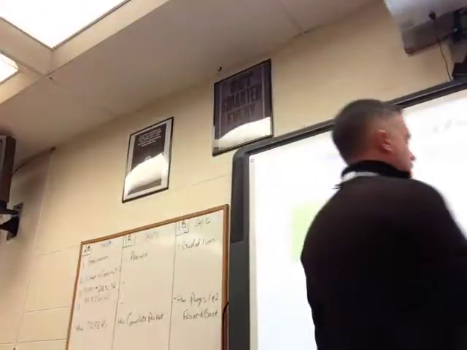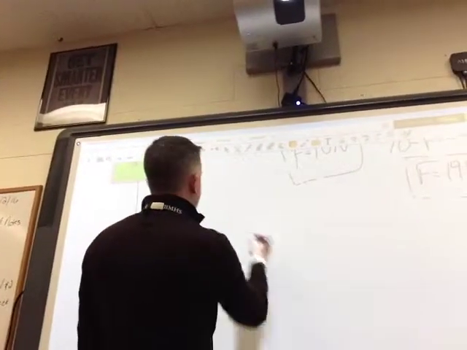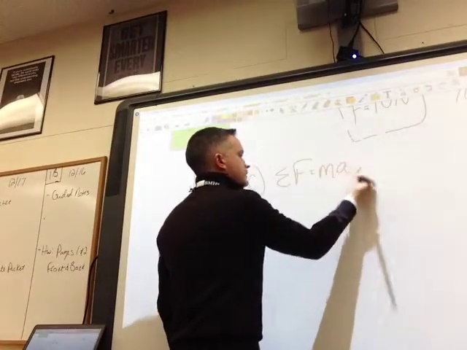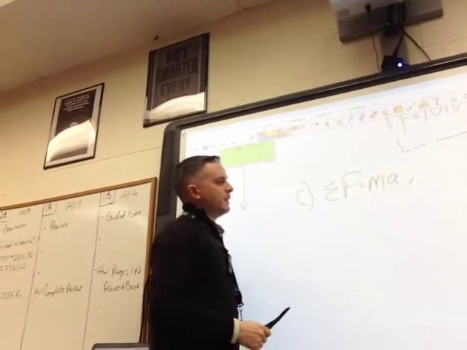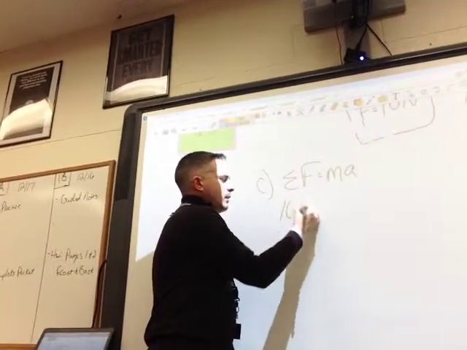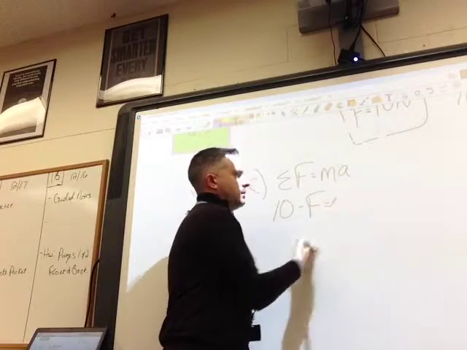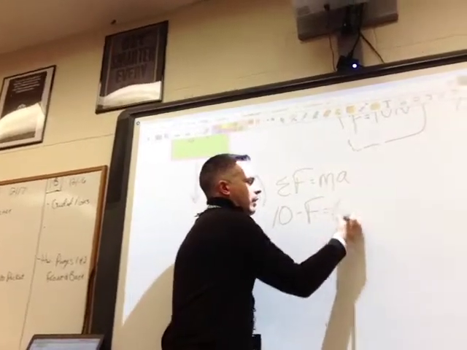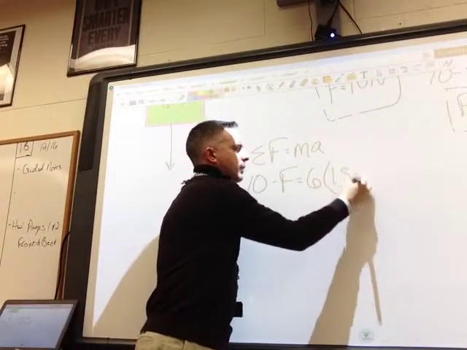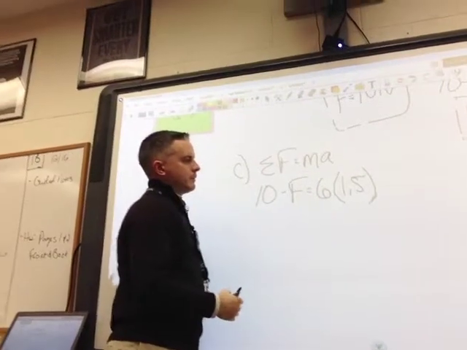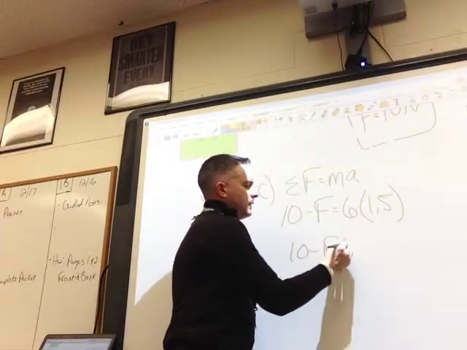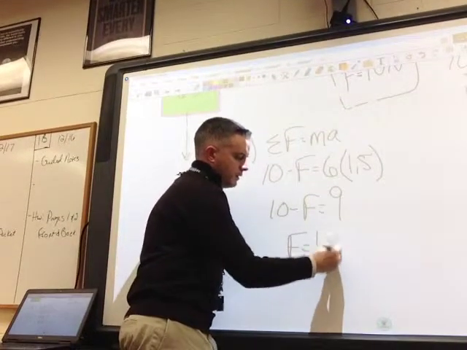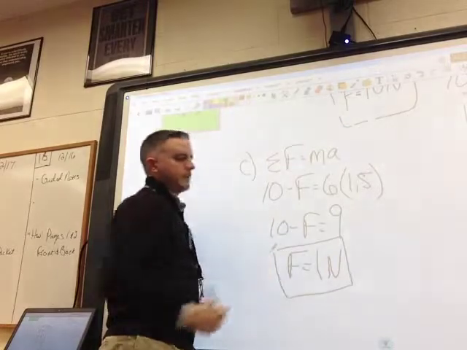So let's try part C. Now they want to know what F has to be if the acceleration is going to be 1.5. So we keep that force. With Newton's second law, we're still going to subtract them because they're in opposite directions. We know our m is still 6 and our a now is 1.5. So 10 minus F is equal to positive 9, or F has to equal 1 newton.